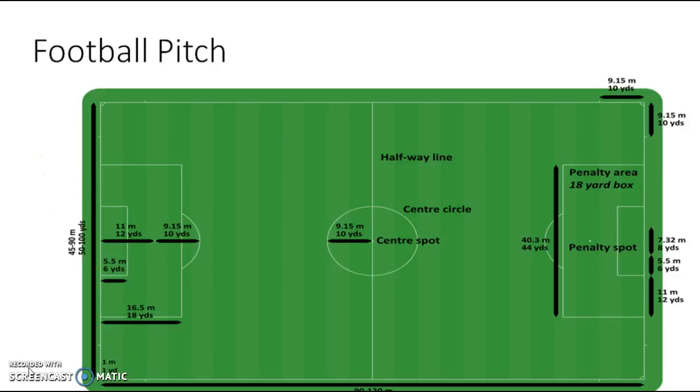Then we're going to look at the football pitch. The football pitch is 50 to 100 yards in width. Normally, it is 75. Then in length, it is 90 to 120. The area is 44 yards in length, and in width it is 18 yards.